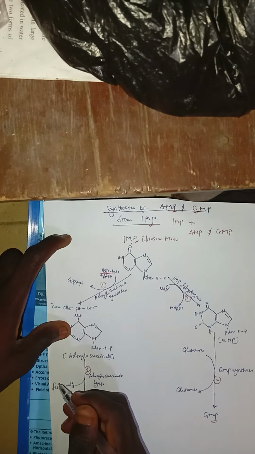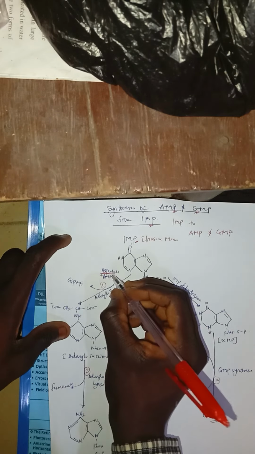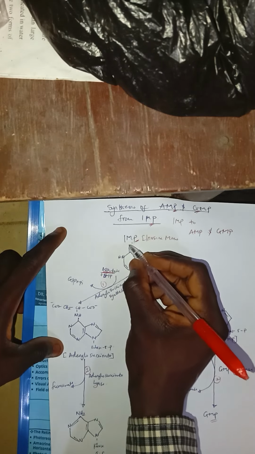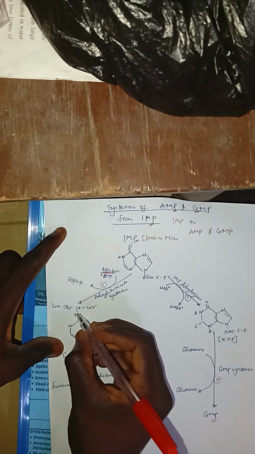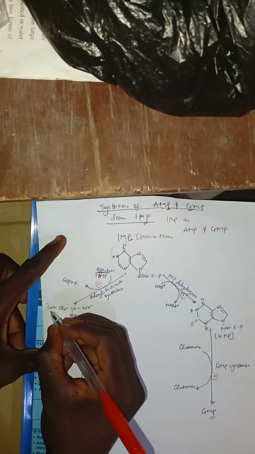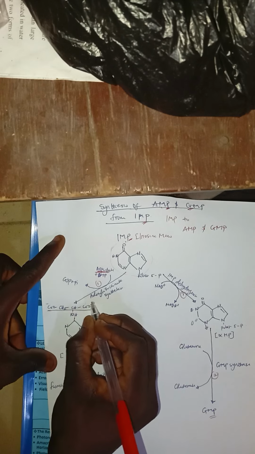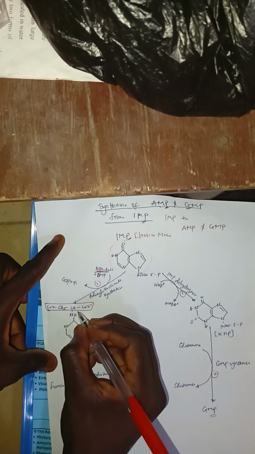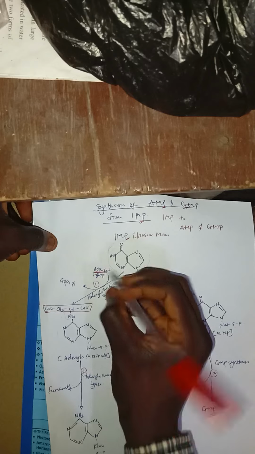For the AMP side, the first thing to do is that you add aspartate. When you add the aspartate, look at the molecule here. Everything is the same structure as what I've written here. The only difference is that I have added aspartate. So this is the aspartic part I've added, together with this NH. Everything is the aspartic part. So the first thing is to add aspartate.